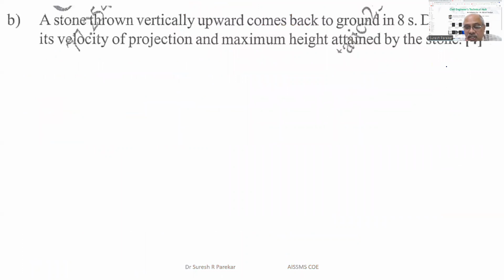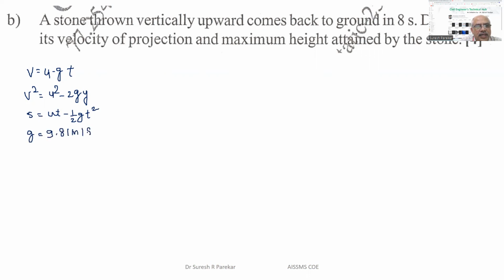Now I already mentioned, we know we have 3 equations. I will mention them over here. V is equal to U minus GT. Then we have V square equal to U square minus 2GY. And then we have S or Y equal to UT minus half GT square. And the value of G we have is 9.81 meter per second square, plus, because minus we have already mentioned over here.